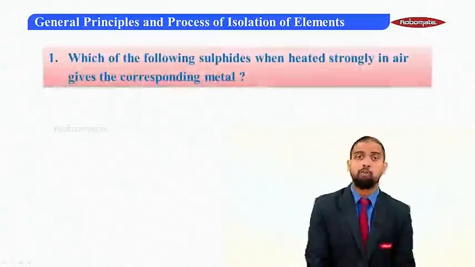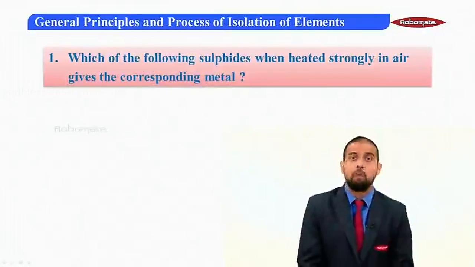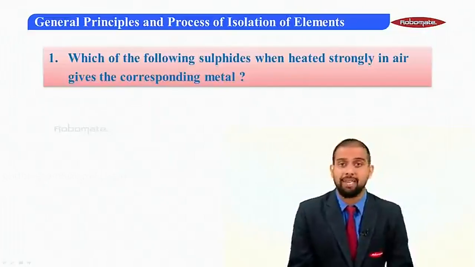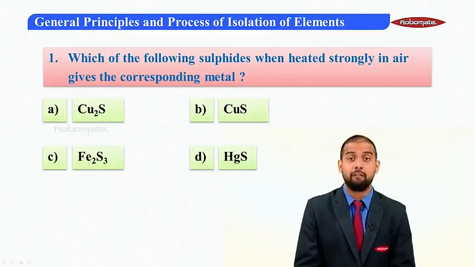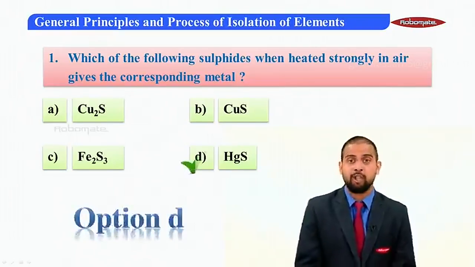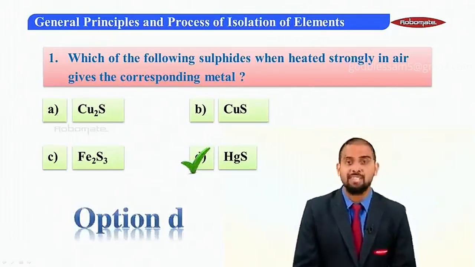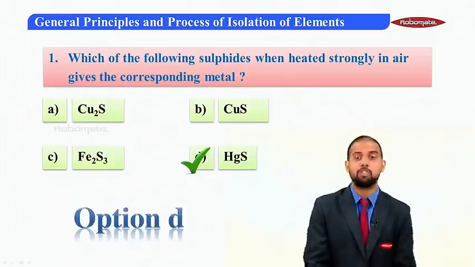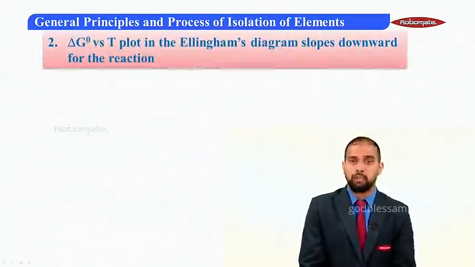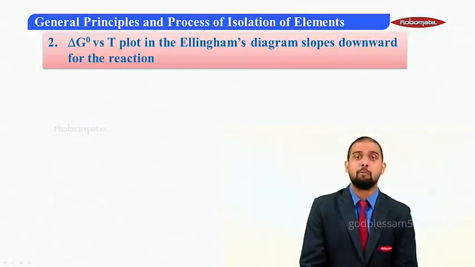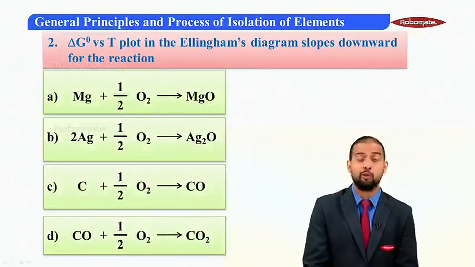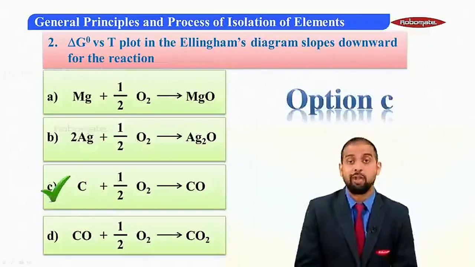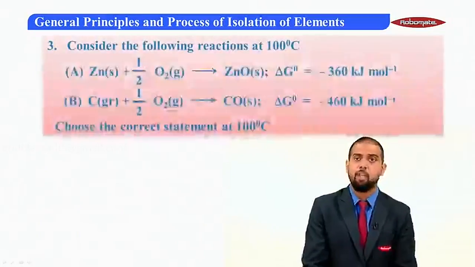Now the kind of question that can be asked is this: which of the following sulfides, when heated strongly in air, gives the corresponding metal? Obviously that has to be a very unstable oxide, so the right option would be mercury or silver. So in this case, the right option is D, which is mercury. Second question, the delta G naught versus temperature plot for the Ellingham diagram slopes downward for which reaction? The right option is for only one graph, that is for the formation of carbon monoxide. Go to the next question.